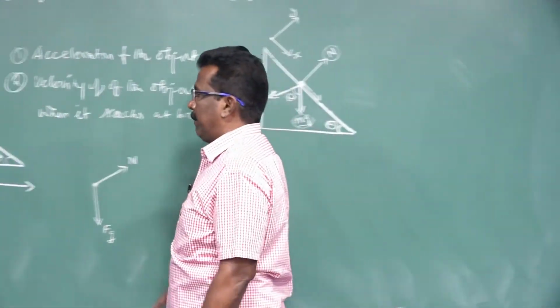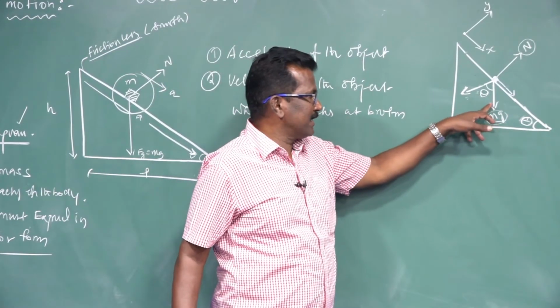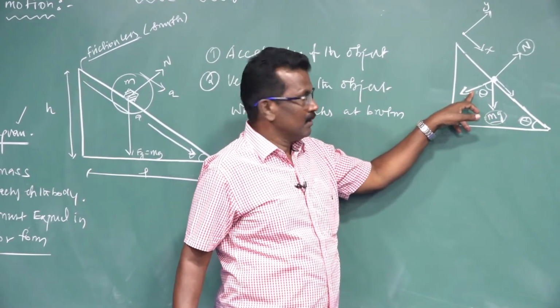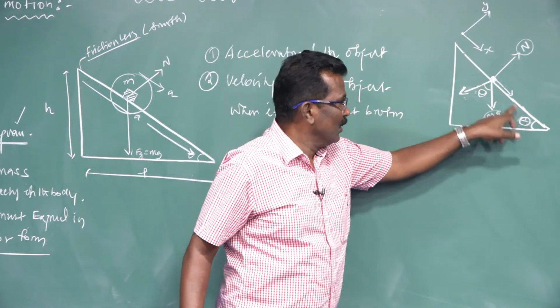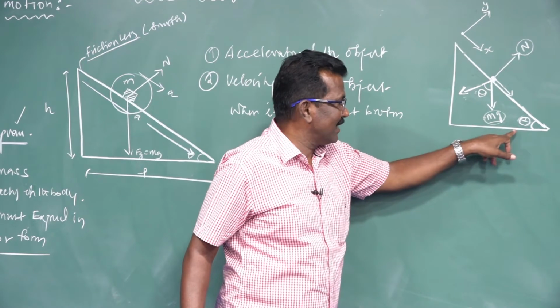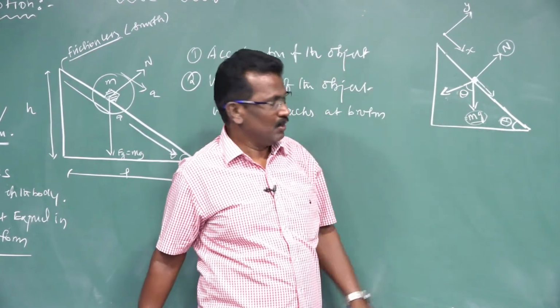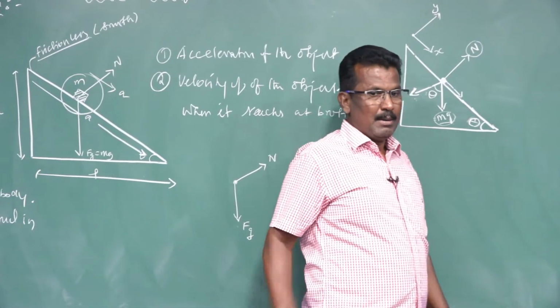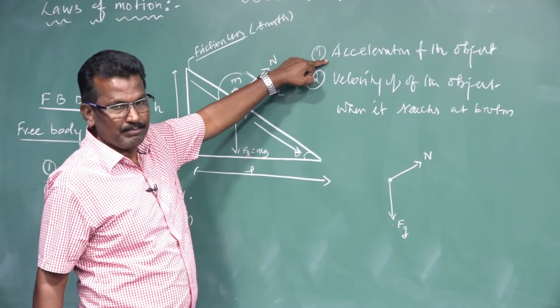So these two angles, the angle between the gravitational force and the perpendicular component with respect to the surface, is equal to the angle the inclined surface makes with respect to the ground. So this theta is equal to this theta. We proved that.